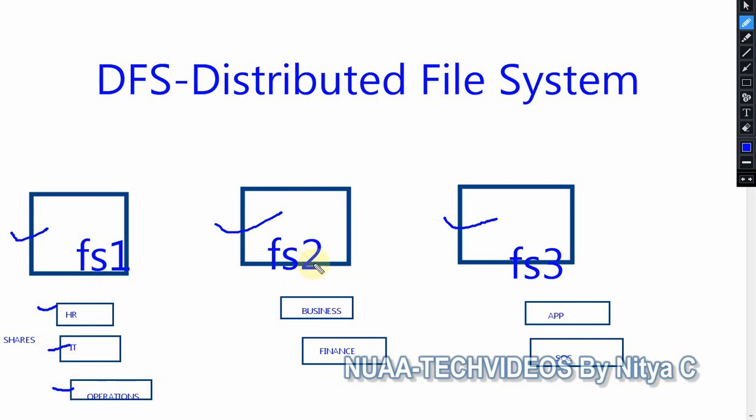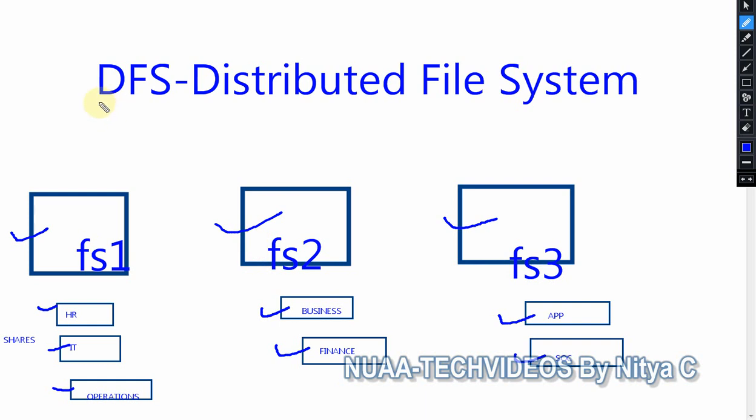Similarly, we have file server 2, and there we have a business share and a finance share, and again we have one more file server, FS3. There we have created the shares, app and another share, SOC. So it's very difficult to manage in this way.